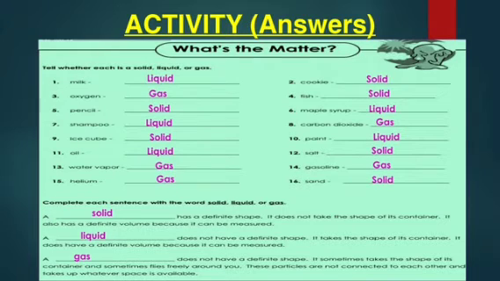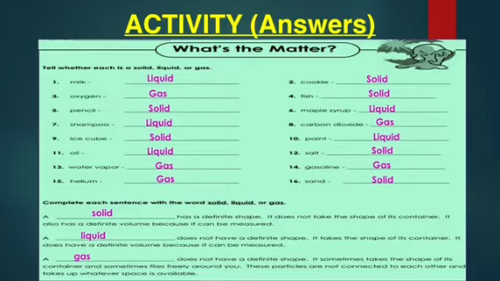11, oil, liquid. 12, salt, solid. 13, water vapor, gas. 14, gasoline, gas. 15, helium, gas. 16, sand, solid. Second main, complete each sentence with the word solid, liquid or gas. First one, a solid has a definite shape. It does not take the shape of its container.